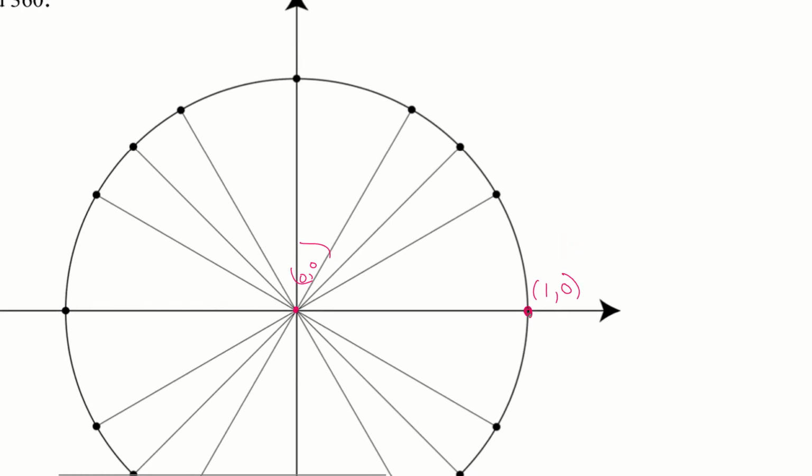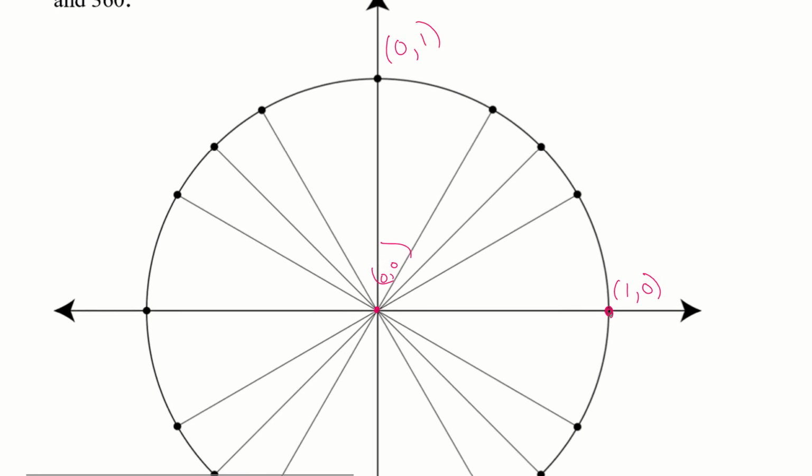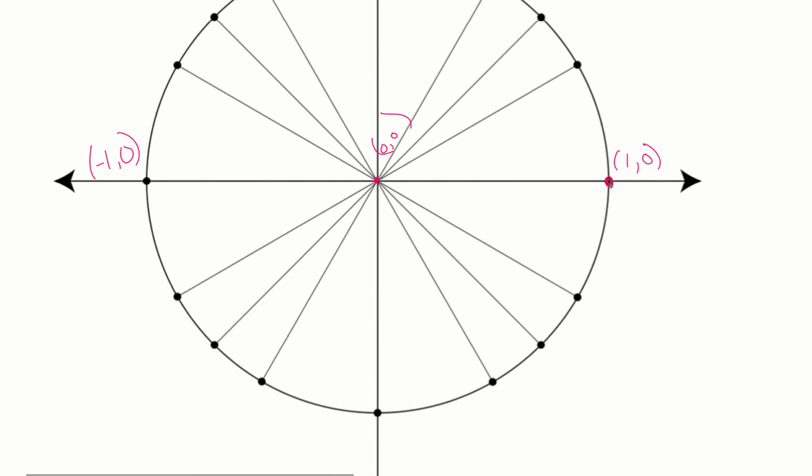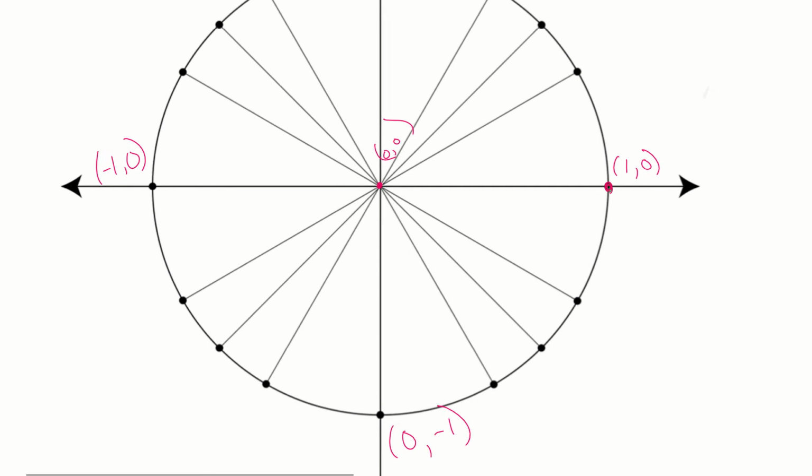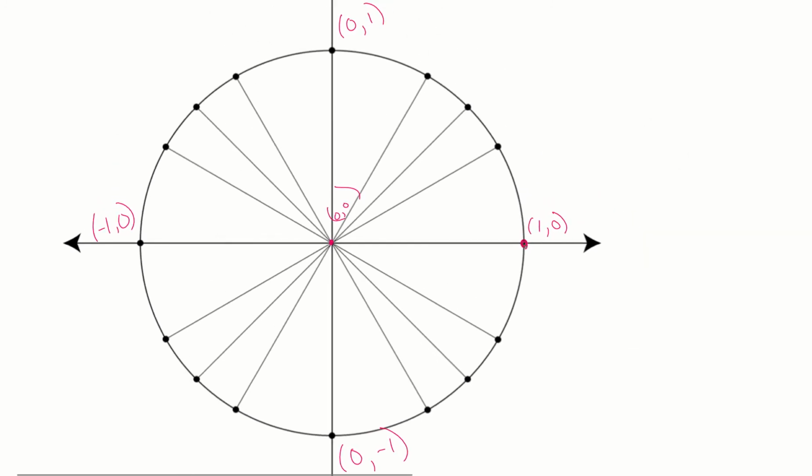Okay, let's talk about on the y-axis. So once again, it's at 1, but it doesn't move left or right. So 0, 1. And then over here off to the left, it's once again going over 1, but it's in the negative direction, so it's negative 1, 0. And then down here at the bottom, once again, it's 1 away, but it's in the negative, and we're not going left or right at all. So those are good coordinate points to remember.